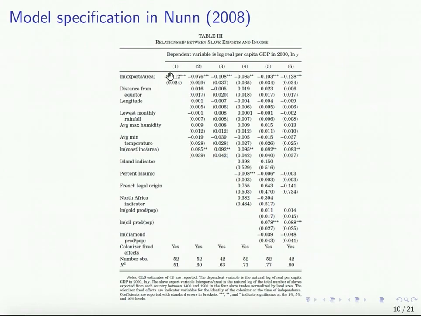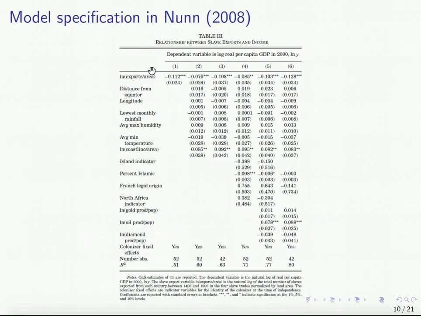So what Nathan is doing here is, the independent variable of interest is the export, so the number of slaves exported starting in the 1400s over the area of this country. Why do you divide by the area of this country? Well, large countries are more likely to export a lot of people because large countries should have more people in principle. And so this is what this is capturing.